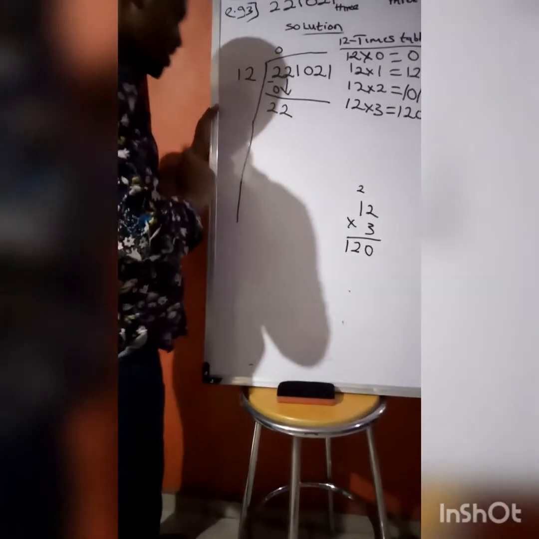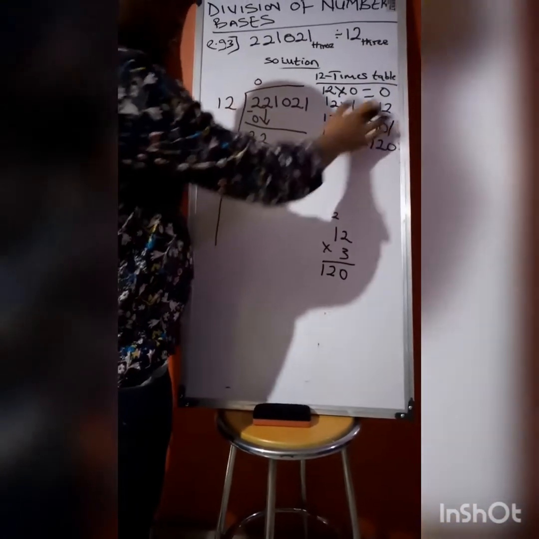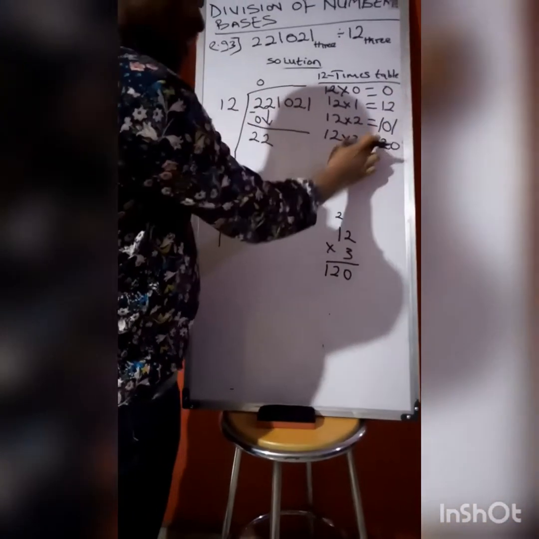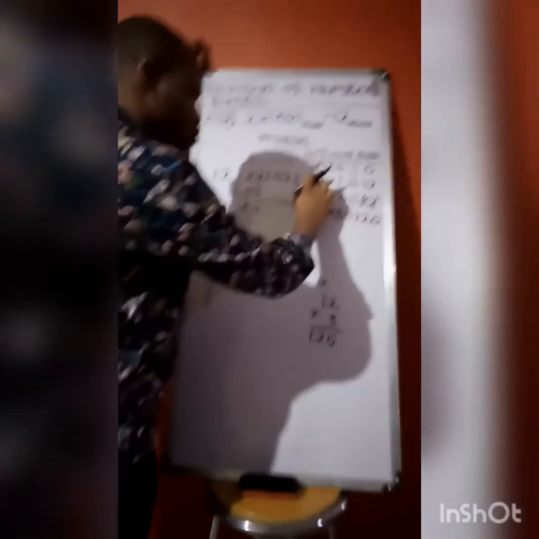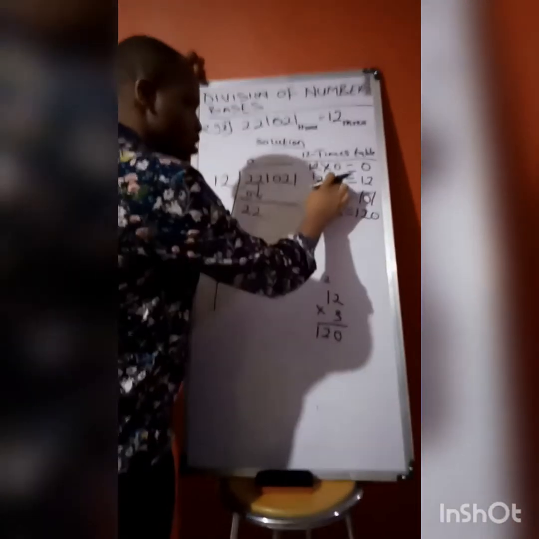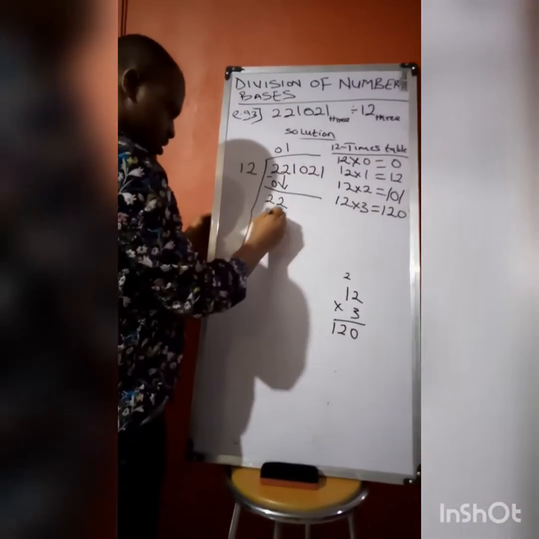Please follow me carefully. 12 into 2. Let's come to our times table. I have 0, I have 1, 2. The next one I'm having is 1, 0, 1, which is higher than this, and this one is less than this. So 12 can actually go into 2 to 1 time. So I'll put my 1.